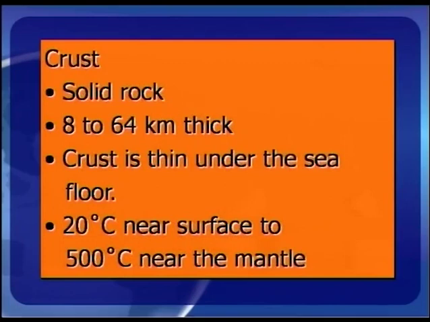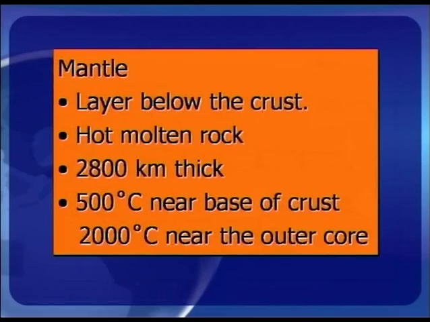The second layer is below the crust. It's made of hot molten rock, like Vanessa and the group Robert described, jelly form. But it is a hot red rock. It's about 2,800 kilometers thick, temperatures are 500 degrees at the base of the crust, or just where the crust and the mantle meet. That's the temperature, and reaches up to 2000 degrees, very hot, towards the outer core. So that is the mantle.